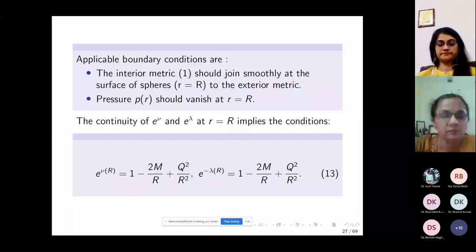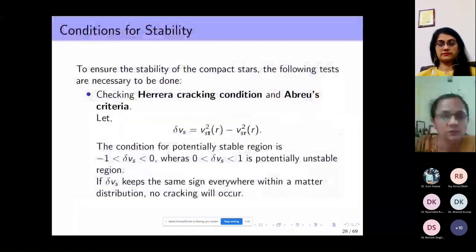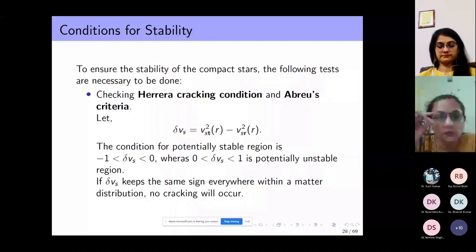Now, we have discussed the well-behaved conditions of the model, and these are some conditions for checking the stability of the model. First, we have the Herrera cracking condition, or averaging criteria. Here, del Vs equals V square of St of R minus V square of Sr of R, and the potentially stable region is if del Vs lies between -1 to 0. If the value of del Vs lies between -1 to 0, then the model will be stable.